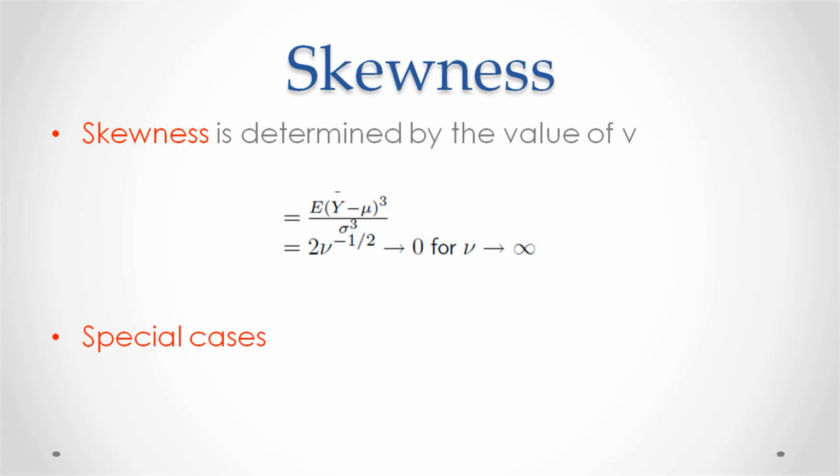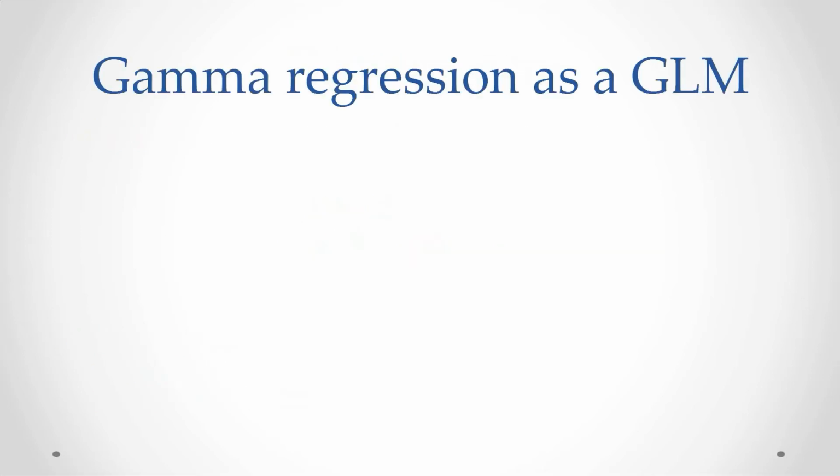Two well-known special cases of the gamma distribution. The first is the exponential distribution, which arises for the case when nu is equal to 1. The normal distribution is also a limiting case of the gamma distribution in the case when nu tends to infinity. Gamma regression can be written in terms of a GLM.